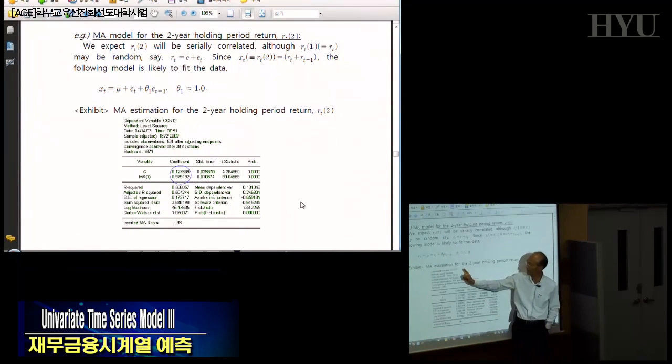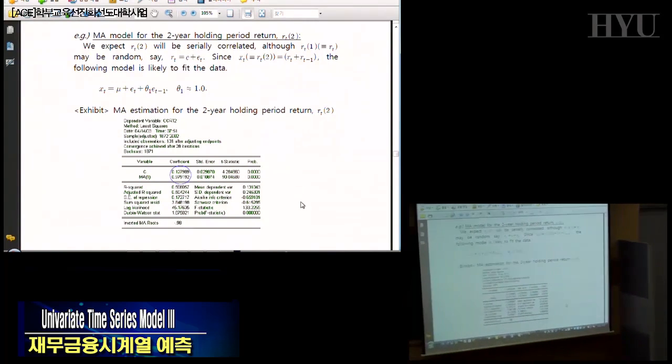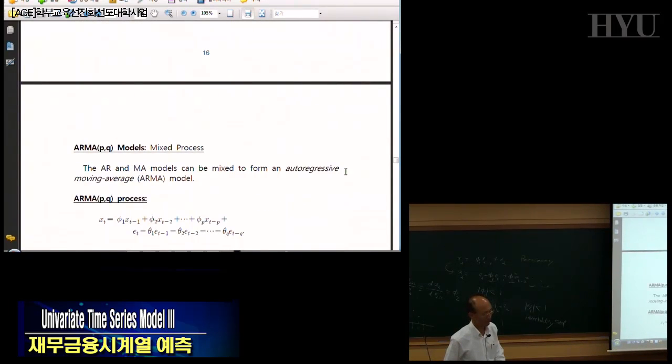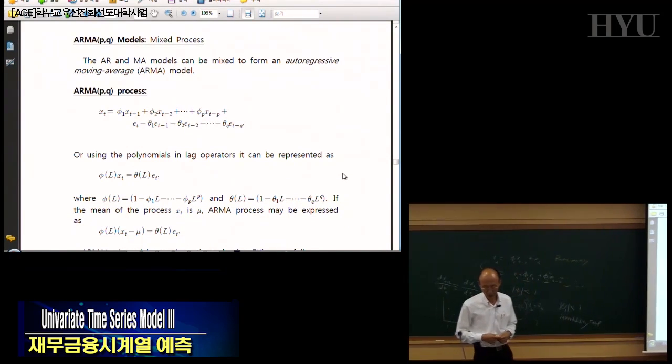So let EViews estimate using 2-period return as a dependent variable and constant. This is theta 1 coefficient, which turns out to be 0.979. Very close to 1. So you find the correct parameter. That should be very close to being 1. We can practice that later. So let's continue.